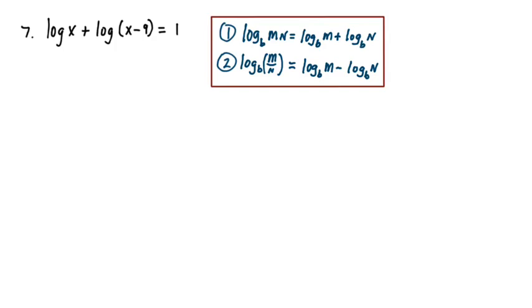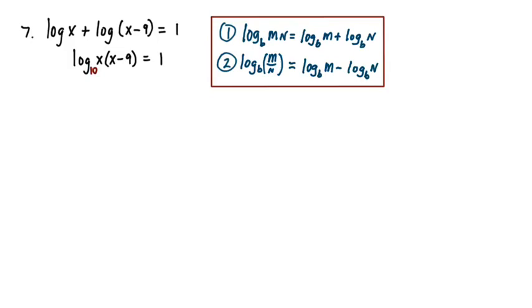We're going to combine the two logs on the left together, since it's a sum of logs like what we have here. We're going to write it as the log of a product. So the log of x times x minus 9 equals 1. Now keep in mind our base here is 10. This is a common log. Notice the base hasn't been written, so I'm going to go ahead and put a 10 in there.